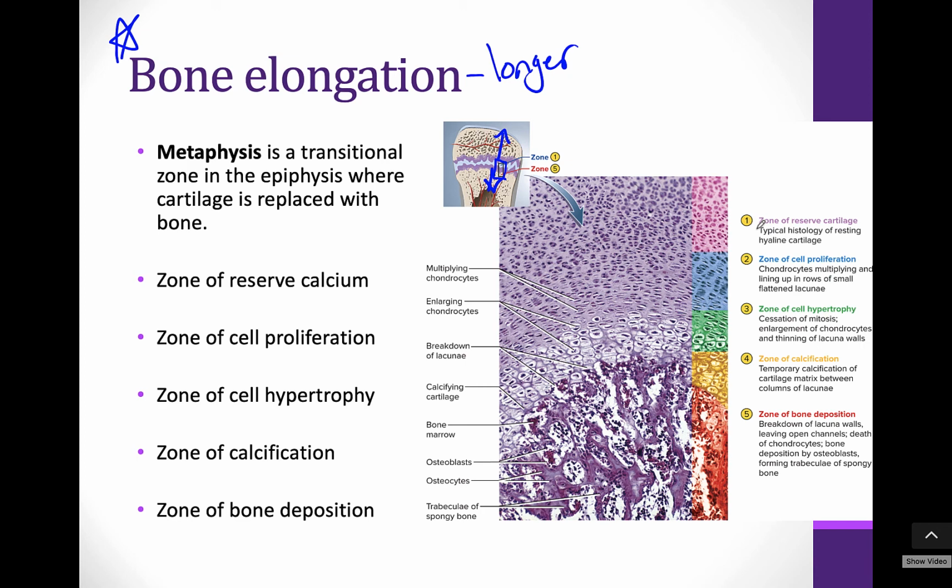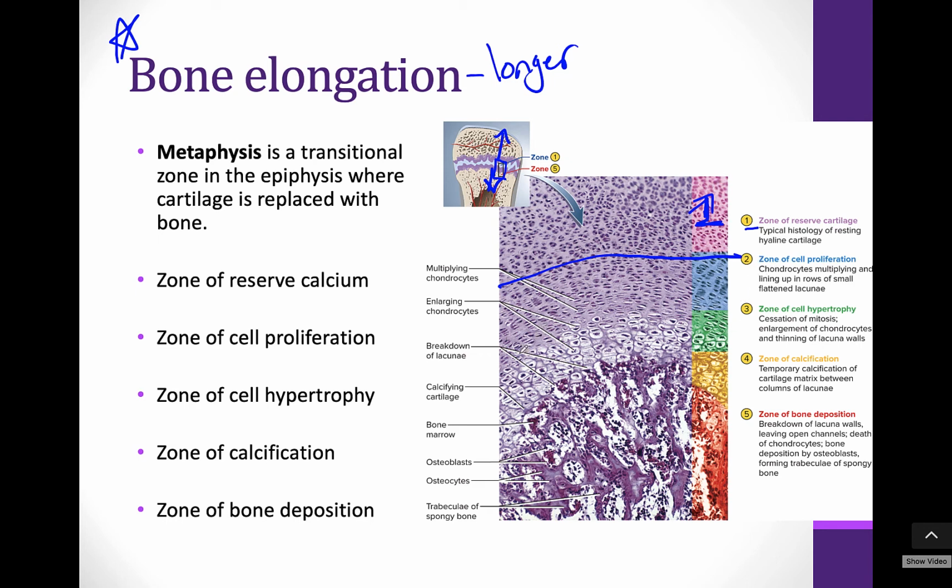So let's start with zone 1. Zone 1 is in the cartilage. This is called the zone of reserve cartilage. So this is all pretty much hyaline cartilage. This is in the epiphyseal plate, and it has not yet started to harden into bone.